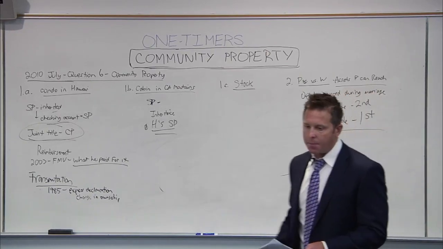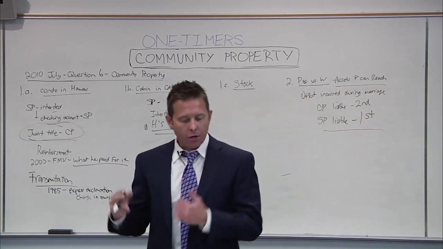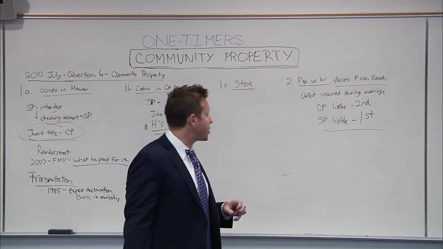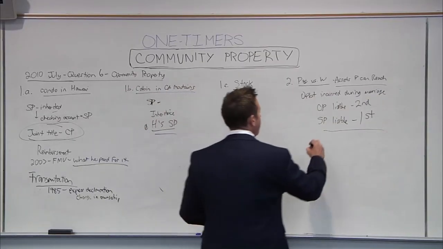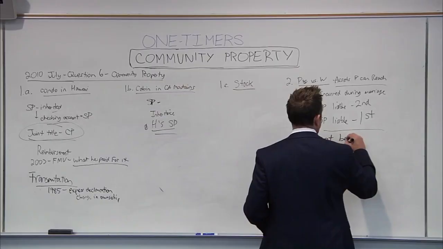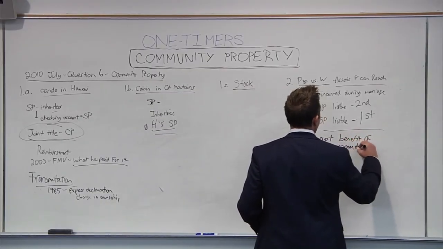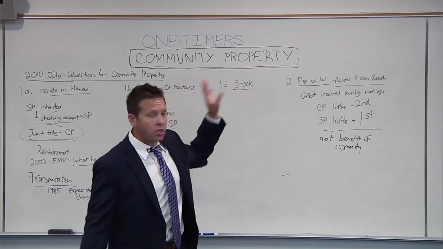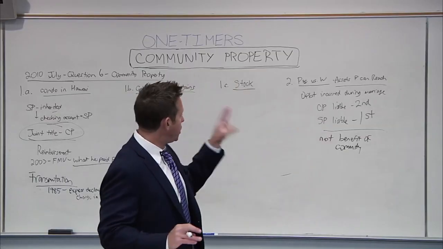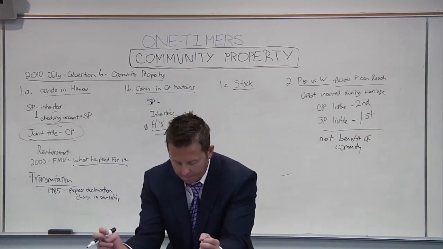So Wendy's separate property, even though it was a debt incurred during the marriage, the order of satisfaction, because it was not for the benefit of the community, we have separate property liable first. That means she's the debtor spouse. She's the one who's going to be liable first, community property second.